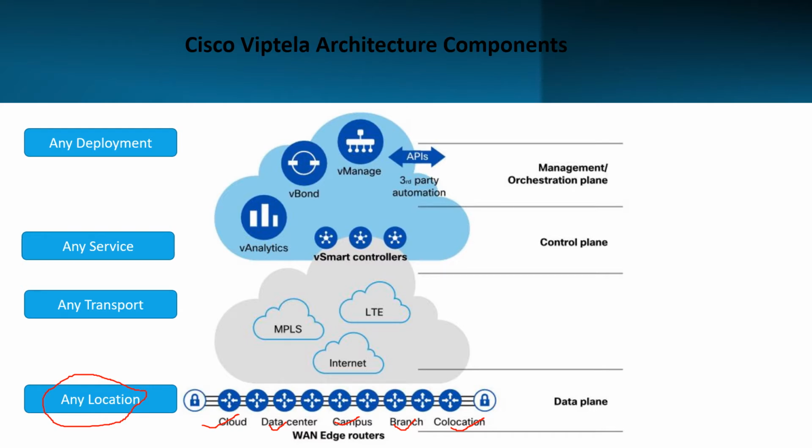Then let's talk about the transport. When it comes to the transport, you can have any sort of transport that can be utilized for your traffic. You might have MPLS, you might have 4G or 5G LTE connections, and then obviously you are going to have the internet. So it tells us that any transport can be used for the connectivity.